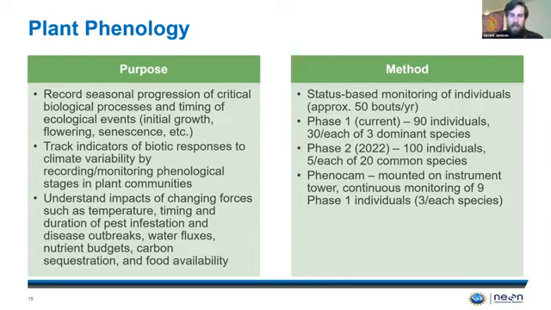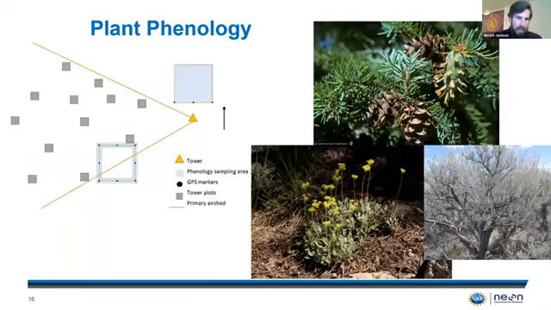We also have a phenocam that is mounted on our instrument tower, which does continuous monitoring of 9 selected phase 1 individuals, 3 of each species, which is also validated by in situ observations. So on the left here, you can see a rough representation of the layout of our tower airshed. The gray boxes are tower plots. That large box on the bottom left is a representation of our primary phenology loop, where we have those currently 90 individuals selected that we monitor.